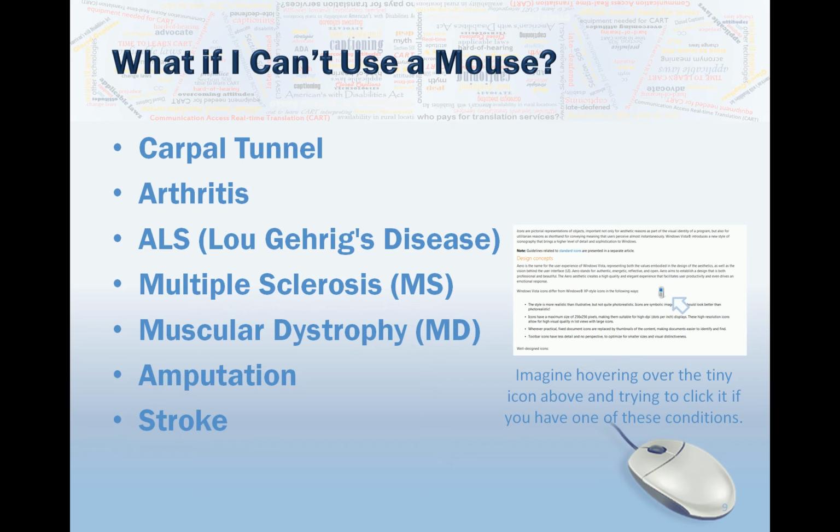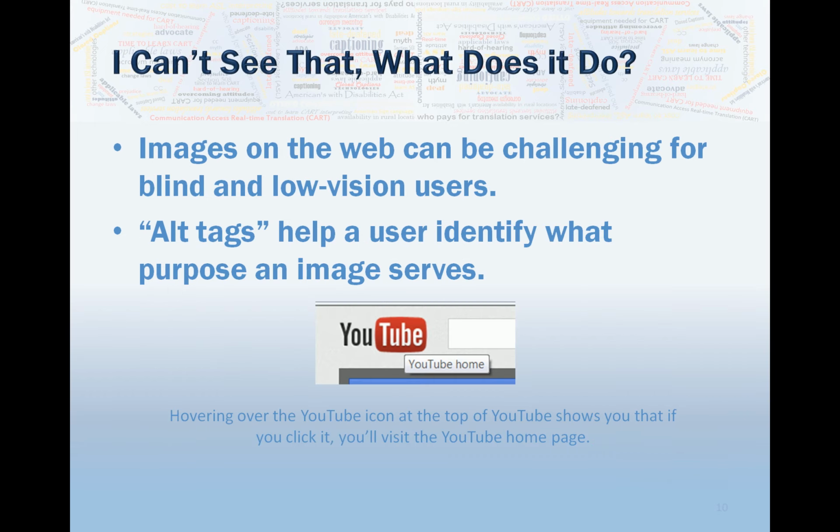Imagine you can't use a mouse at all. How do you get from one button to another on a website? How do you click something without a mouse? Imagine hovering over the tiny icon above and trying to click it if you have one of these conditions.